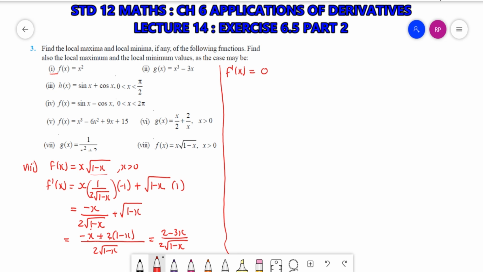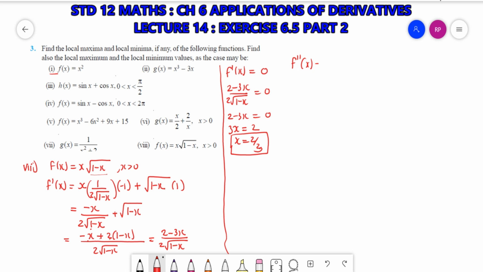F dash x equal to 0. What does this imply? 2 minus 3x upon 2 root 1 minus x equal to 0. So 2 minus 3x equal to 0. So 3x will be equal to 2, or x is equal to 2 by 3. This is the critical point. Okay. Now let's see f double dash x.